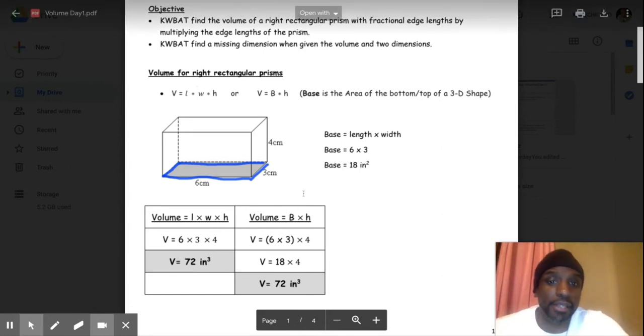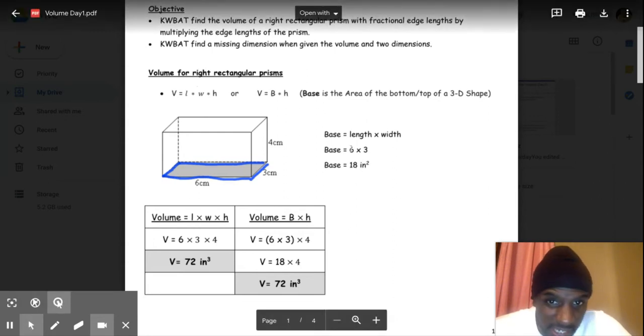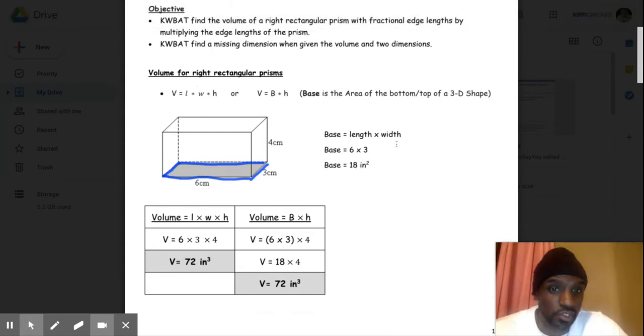Remember, area, right here, look up here at this base here. This base is the area of the bottom of the shape. So this is inches times inches. So that means you have units, inches squared.